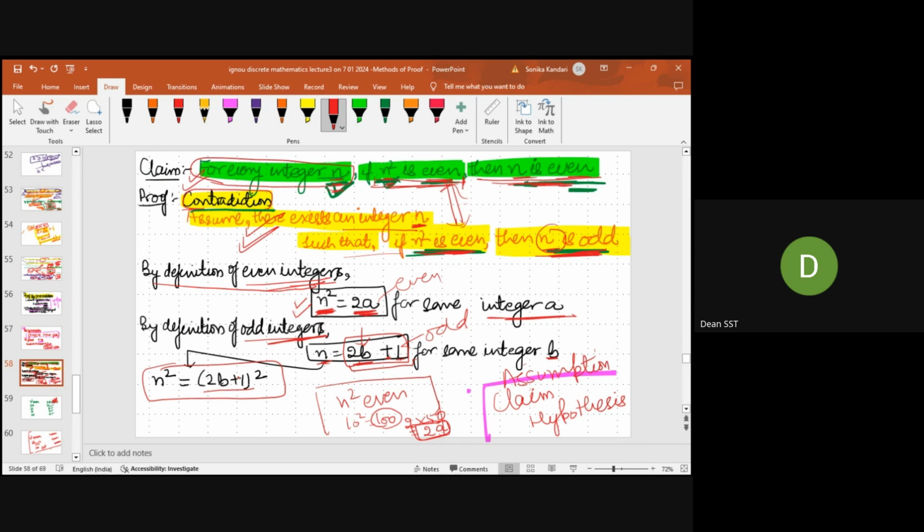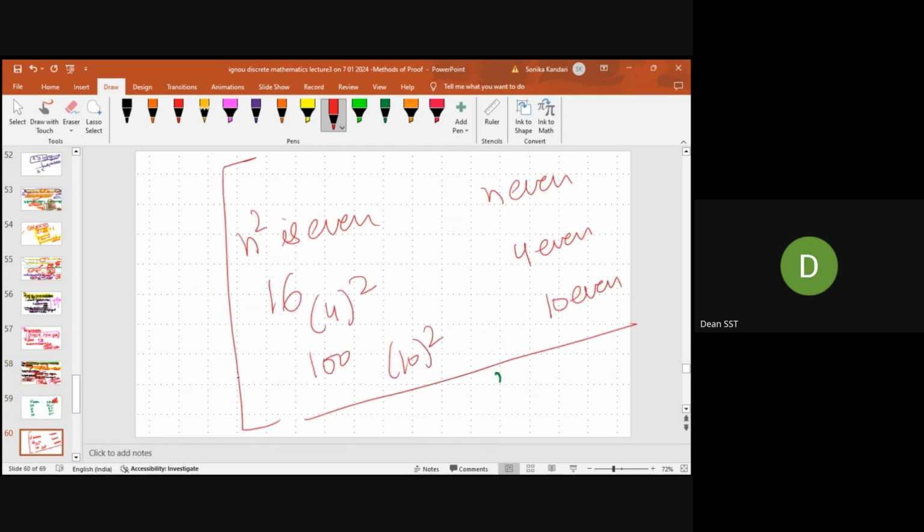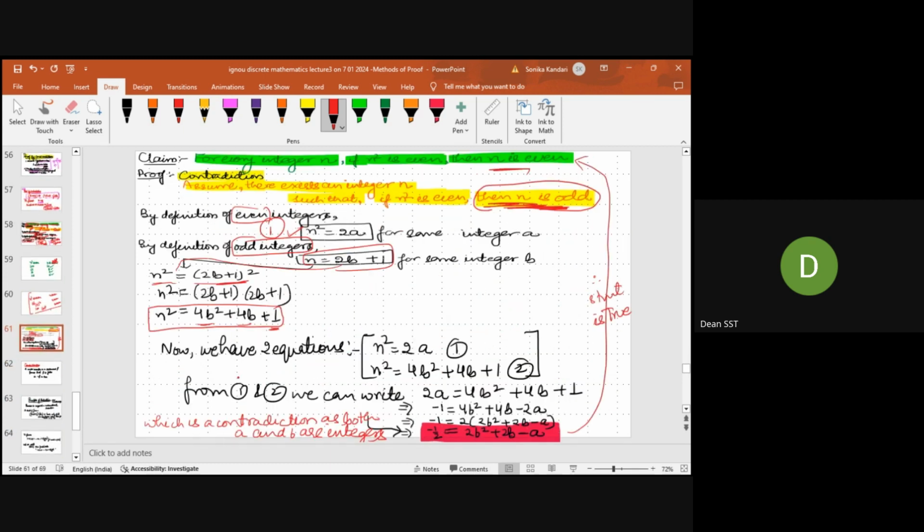So what we have done? We have taken first for even case n square is equal to 2a. It means square of an even number is also even, so it is equal to 2a. In case of odd integer, n is equal to 2b plus 1, and we are squaring it. So we have this result.